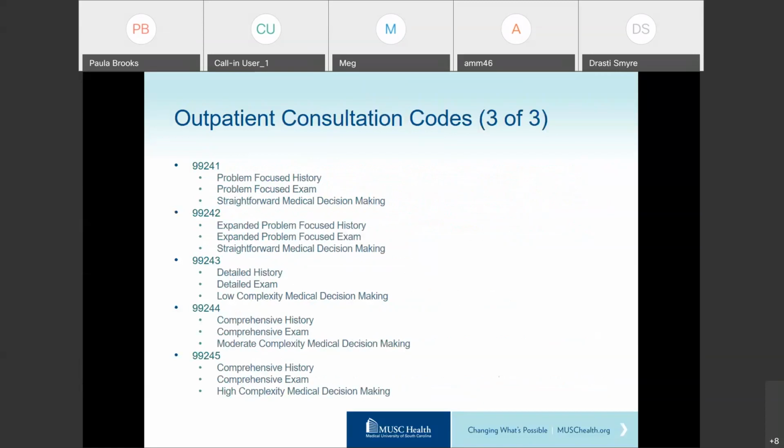For outpatient consultation codes, again, here's your 5 codes. They are 99241 through 99245. As far as what's required documentation-wise for these, the requirements are exactly the same as for a new patient. So all 3. For 99241, problem-focused history, problem-focused exam, straightforward decision-making, etc.